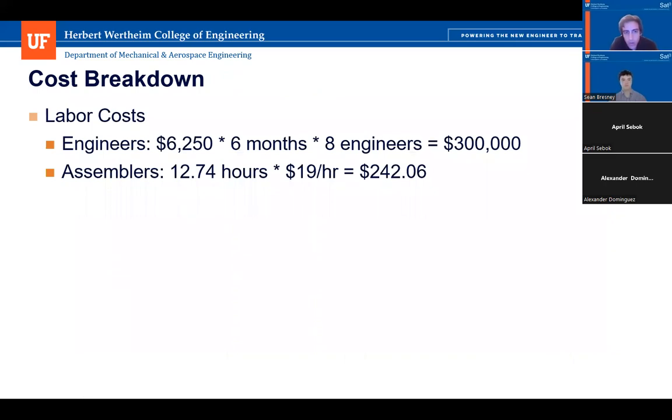For labor costs, we considered the design engineers and the assemblers. Engineers were paid the equivalent of a $75,000 salary for 6 months of work, and the assemblers were paid $19 an hour for the 12.74 hours of assembly time. This assembly time was determined using the Boothroyd and Dewhurst manual handling and insertion times for each step of the assembly process. The total labor cost for the engineers comes to $300,000, and for the assemblers, $242.06. Next slide.